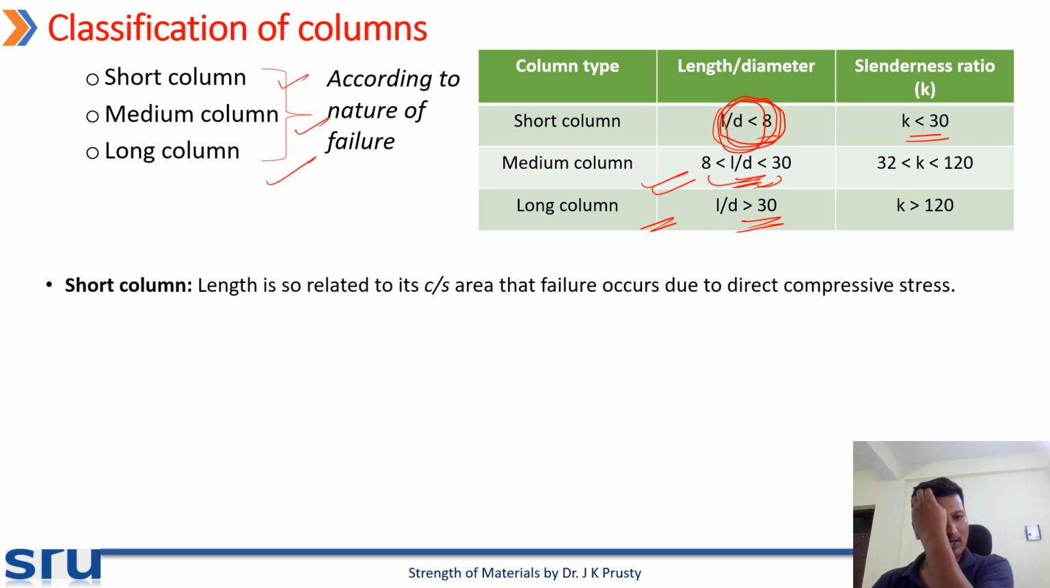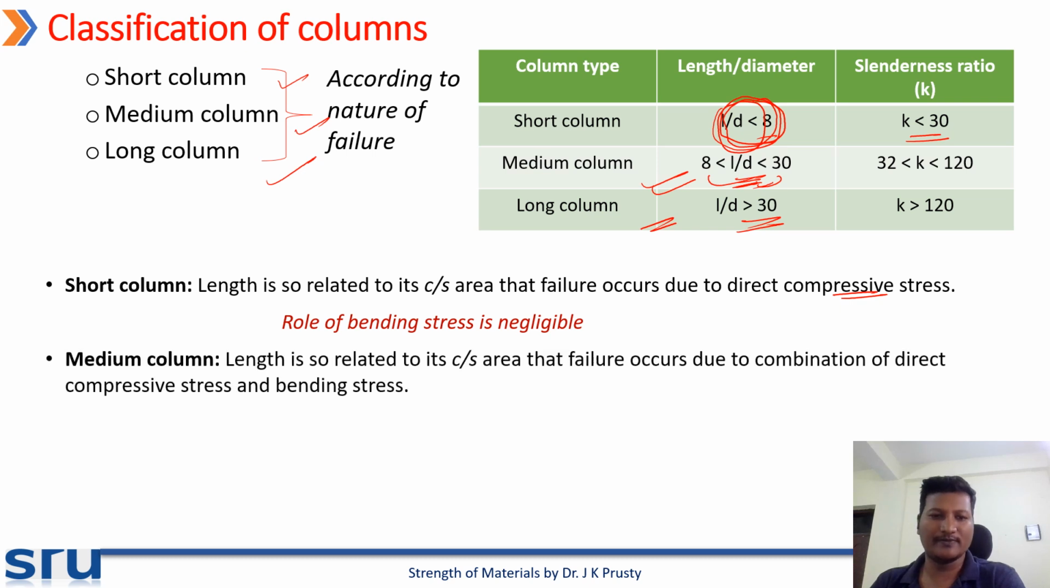So what is a short column then? A short column is where the length is so related to its cross-sectional area that failure occurs due to direct compressive stress. So in the case of a short column, the failure is due to direct compressive stress. There is no role of bending stress. Here the bending stress is negligible.